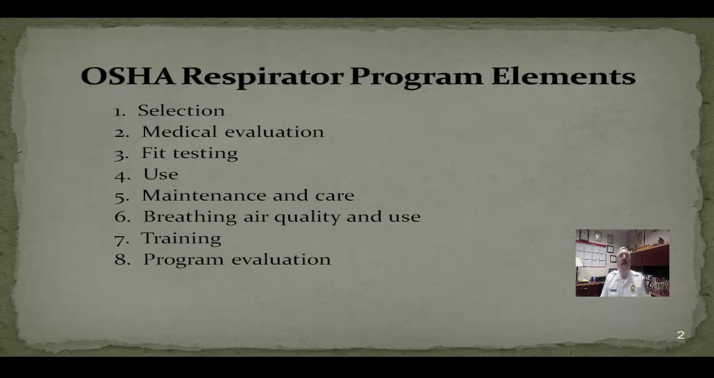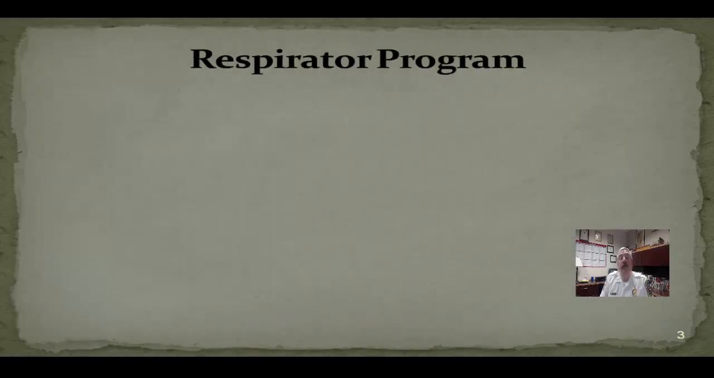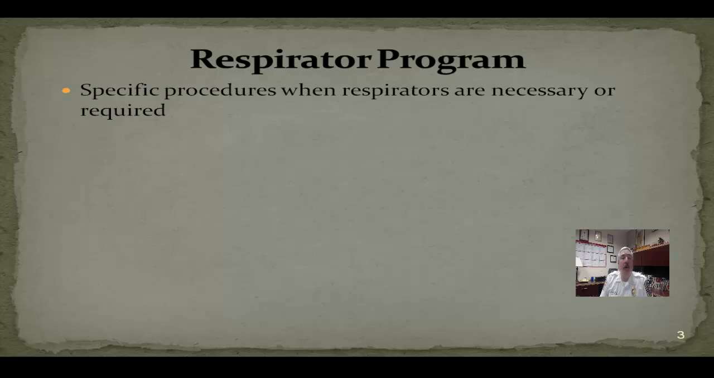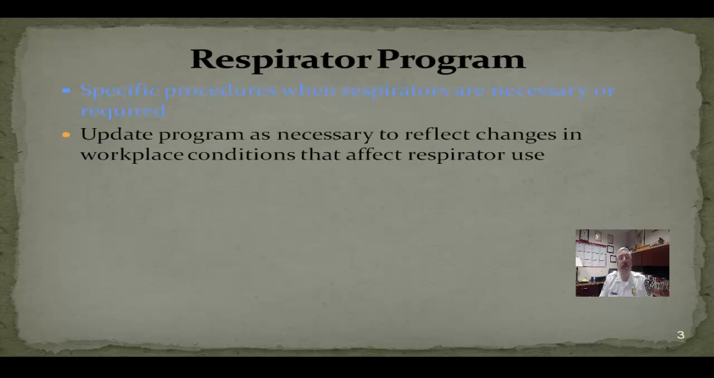Under an OSHA 1910-134 Respiratory Protection Program, the specific elements are proper selection, medical evaluation, fit testing, use, maintenance and care, breathing air quality and use, training, and program evaluation. In that program, the organization must define the environments in which they can anticipate sending you into, and then select the appropriate respiratory protection to provide you with.